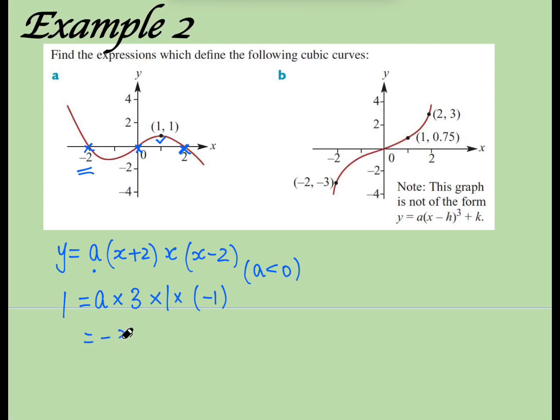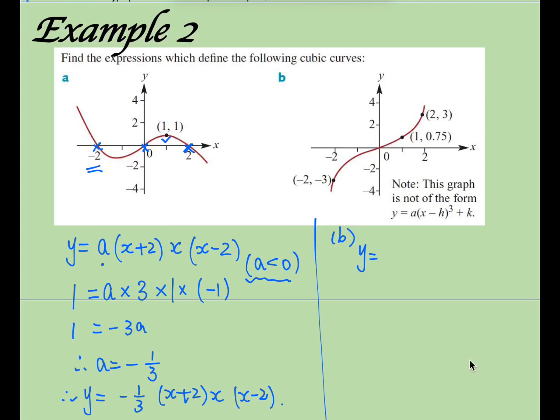Therefore, we will have -3a equals 1. It means a is equal to -1/3. This result is consistent with our prediction, a less than 0. Then the final answer can be written as y equals -1/3 times (x + 2) times (x - 2). Done. At part B, the basic shape is climbing up a hill.